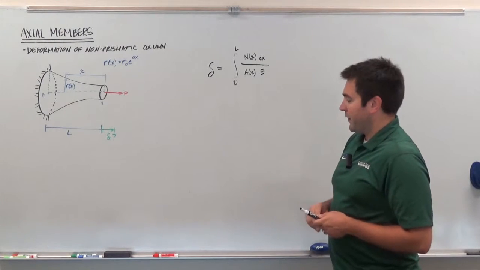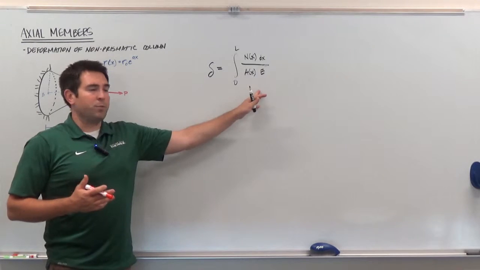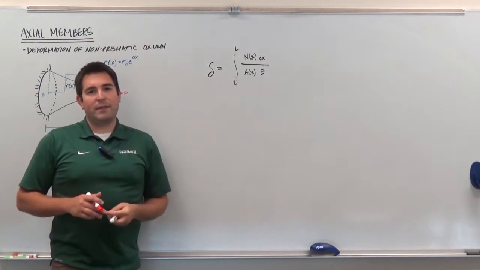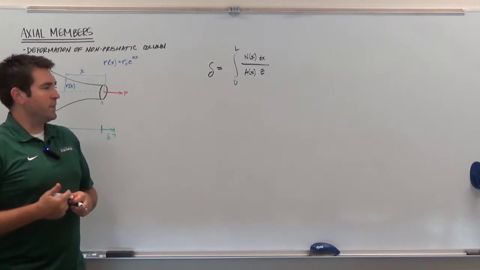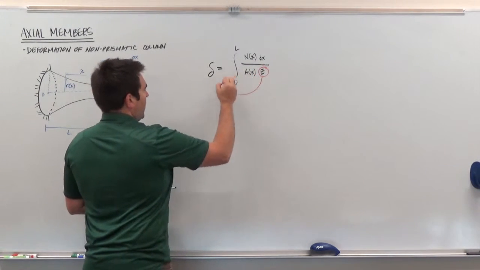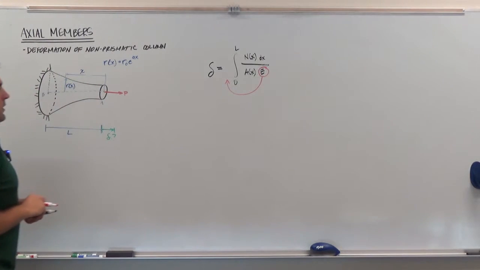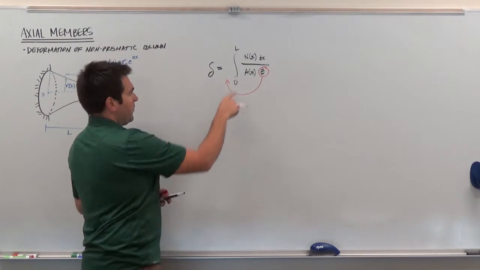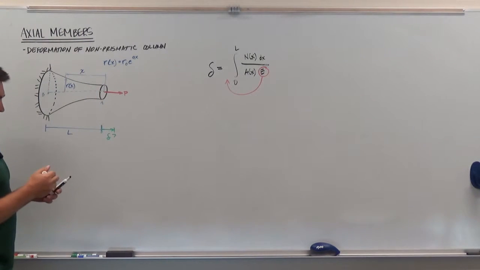The first one is relatively easy. Just looking at this equation right here, like I mentioned before, we're not going to have any examples where the modulus of elasticity varies along the length of the element. We're always going to assume a homogeneous material, and so the E can come out and go in front of the integral because it's a constant value. So here we need to find now a function for the internal normal force and a function for the area, and we're going to find that one of those is also a constant.